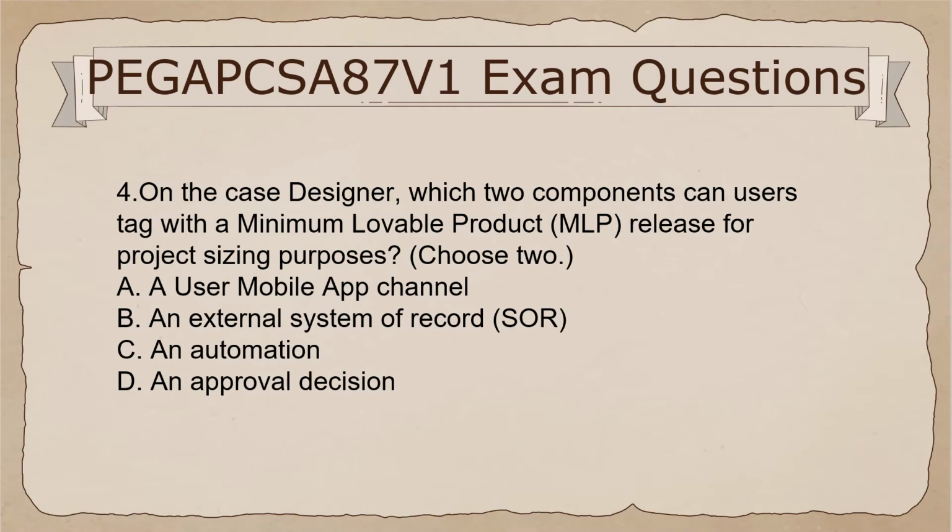4. On the Case Designer, which two components can users tag with a minimum lovable product (MLP) release for project sizing purposes? Choose 2. A. User mobile app channel. B. An external system of record (SOR). C. An automation. D. An approval decision.